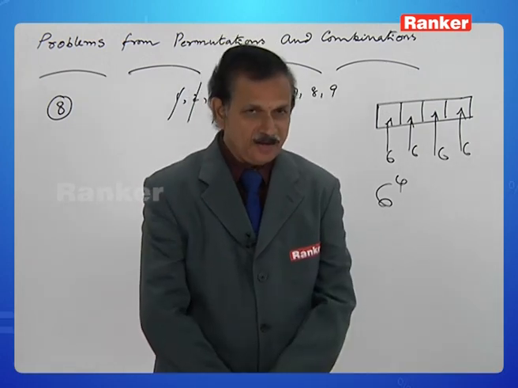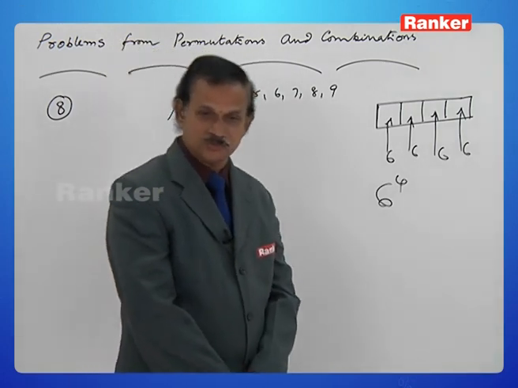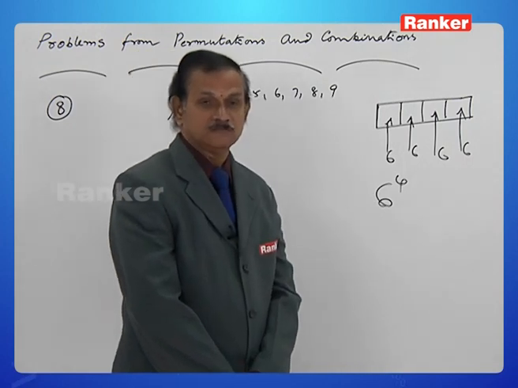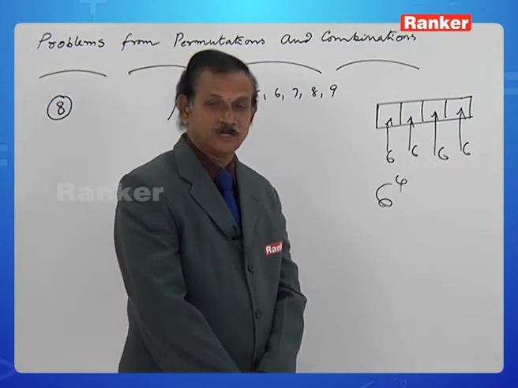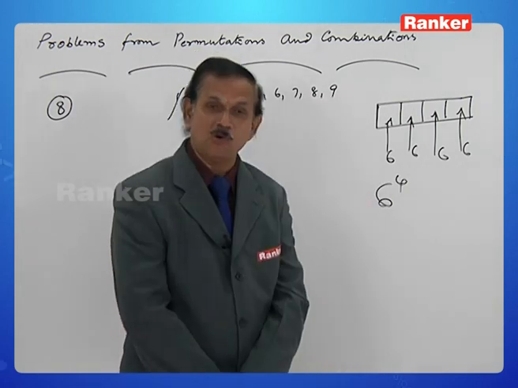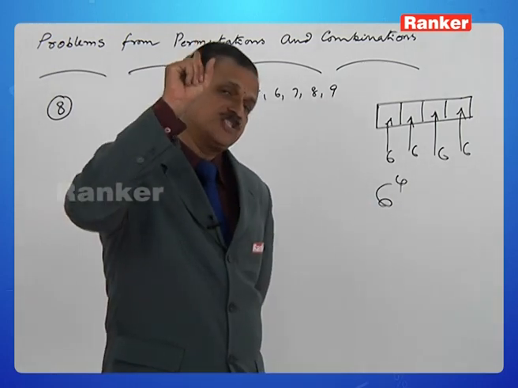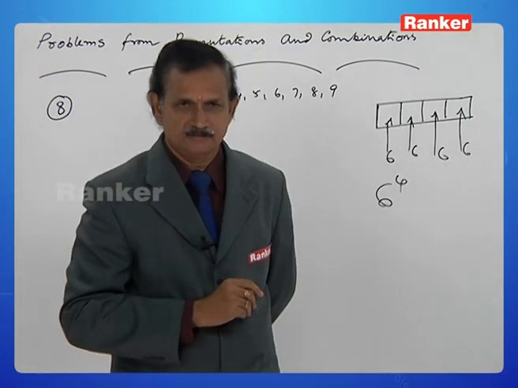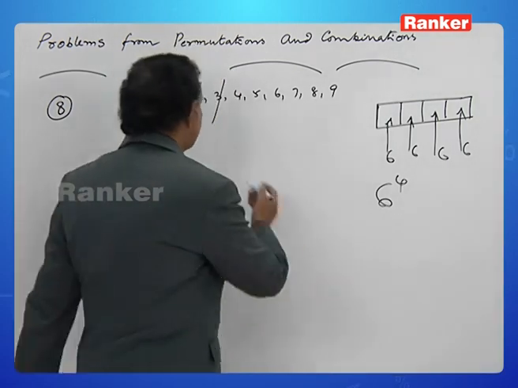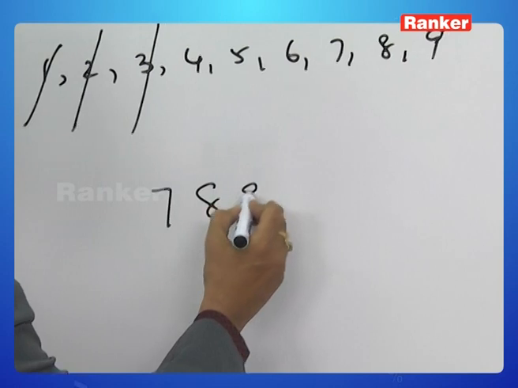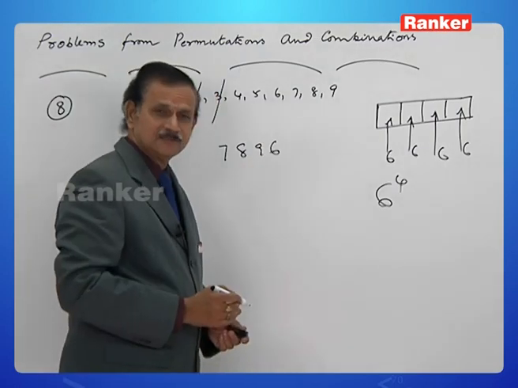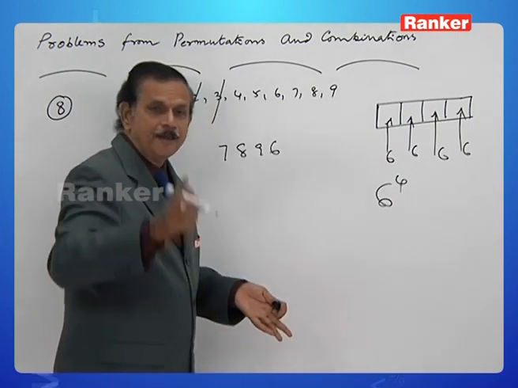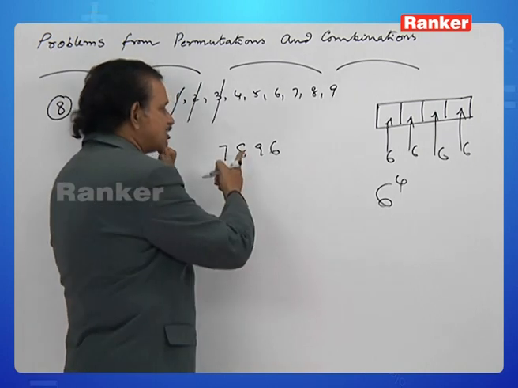Is it the right answer? No, one more thing you have to think of. The least digit used is 4. Therefore, in these 6 power 4 numbers, there might be a chance of numbers without using a 4 at any place. Yes, observe this number, 7,896, a 4-digit number. 4 does not appear here. Such numbers might be there. No, we must not have such numbers.